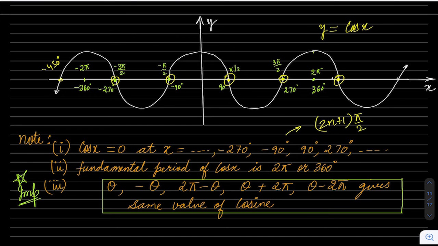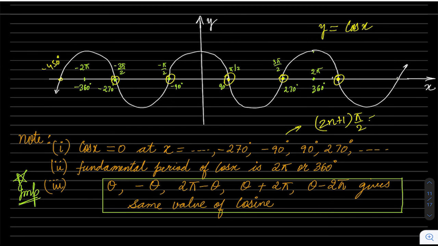Odd multiple of 90. Odd multiple of pi by 2 or odd multiple of 90 basically means odd integer into 90. You can remember it like this. Odd integer into 90 means 1 into 90, 3 into 90, 5 into 90, 7 into 90, like this. Or minus 1 into 90, minus 3 into 90, like this.